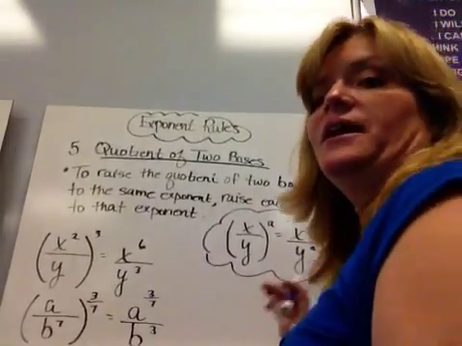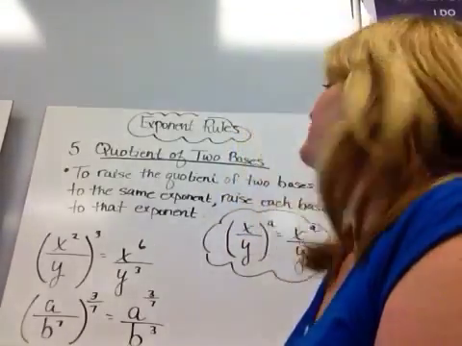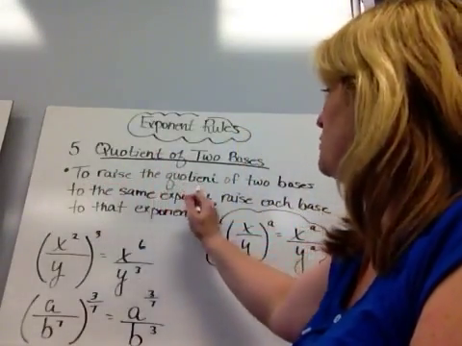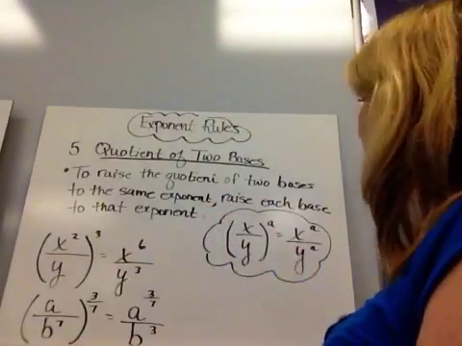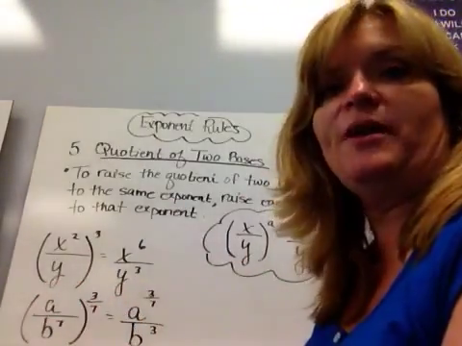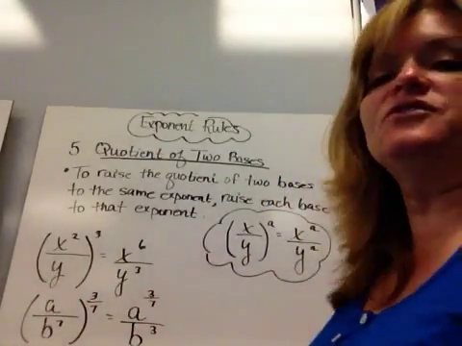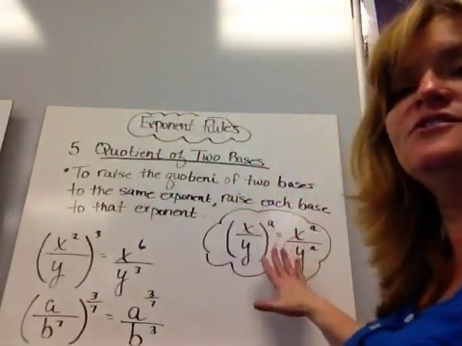Our last one here, of the exponent rules, is quotient of two bases. So to raise the quotient of two bases to the same exponent, raise each base to that exponent. So this is similar to the product of two bases, but we're now dividing. So let's look at our symbolic form. So here I've got the rule, here it is in words, here's our symbolic form.